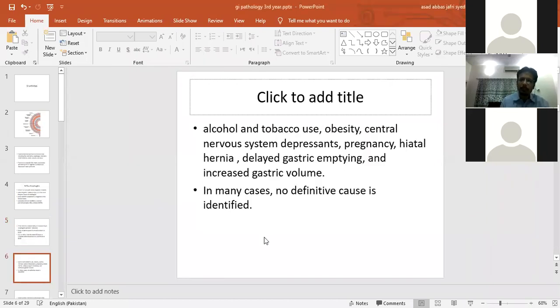Now, alcohol and tobacco use, obesity, central nervous system depressants, pregnancy, hiatal hernia, delayed gastric emptying, and increased gastric volume all predispose you to develop gastroesophageal reflux disease. Alcohol and tobacco act directly because they cause damage to the epithelium and increased acid secretion, especially tobacco. Obesity, as I told you, because it consistently causes increased intra-abdominal pressure.